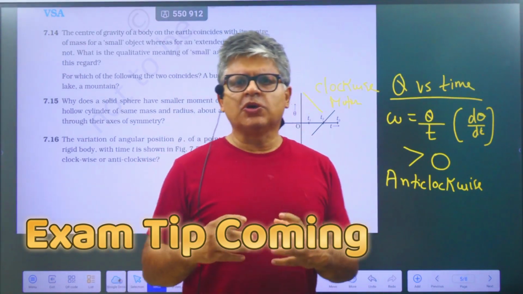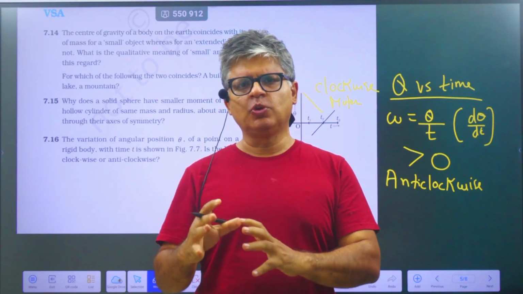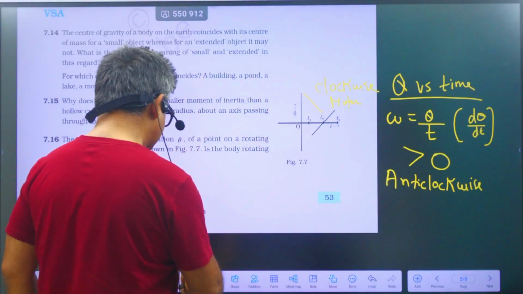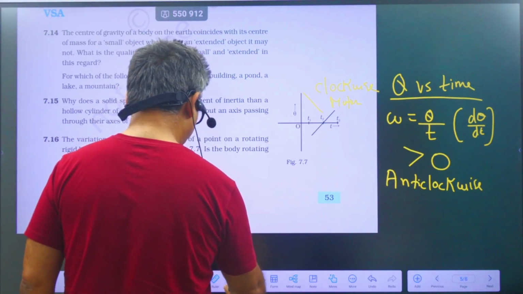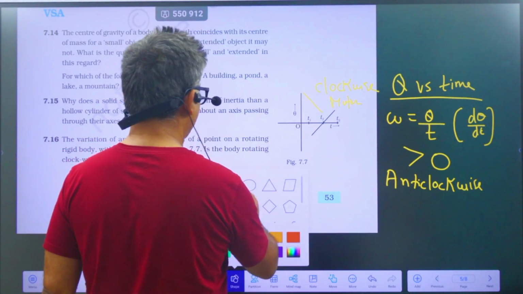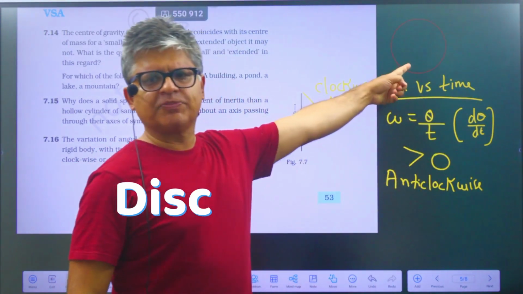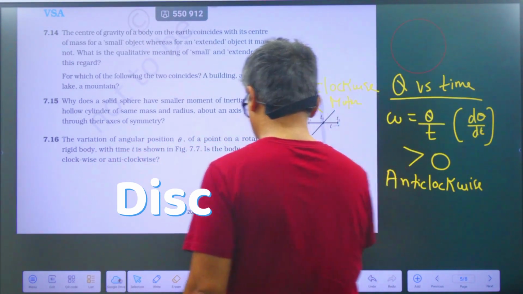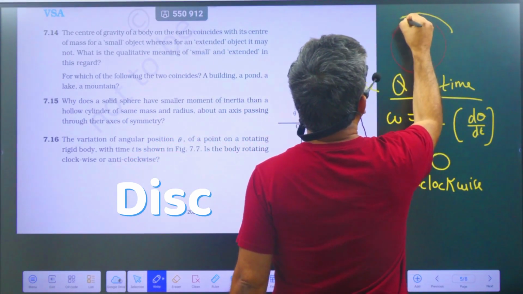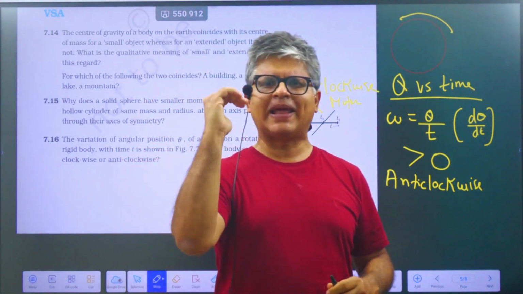Alright, so I will just give you an exam tip also, so that these two stay with you and you're able to use this exam tip in the NEET examination. So let's say I have a rigid body, and I'm going to draw the diagram of a rigid body. So this is my rigid body, which is a circle. And I'm going to tell you that it is rotating in anti-clockwise direction. Now, what you have to do is apply the right-hand rule.